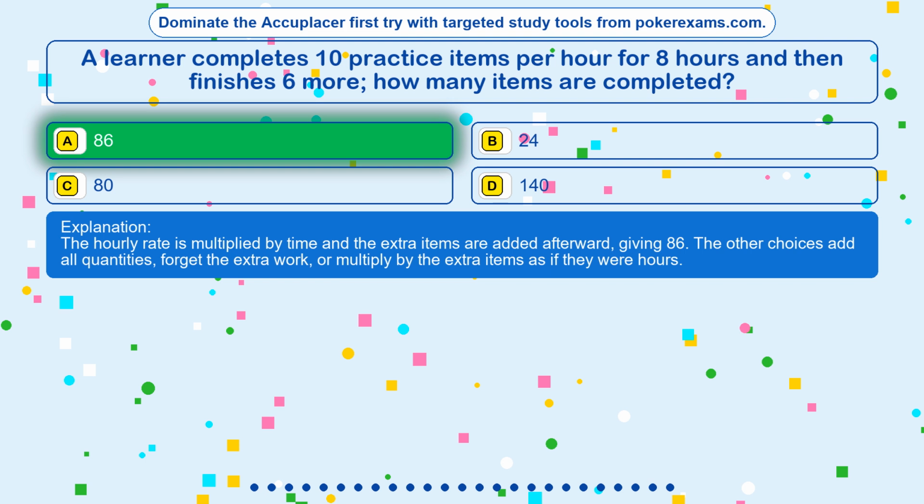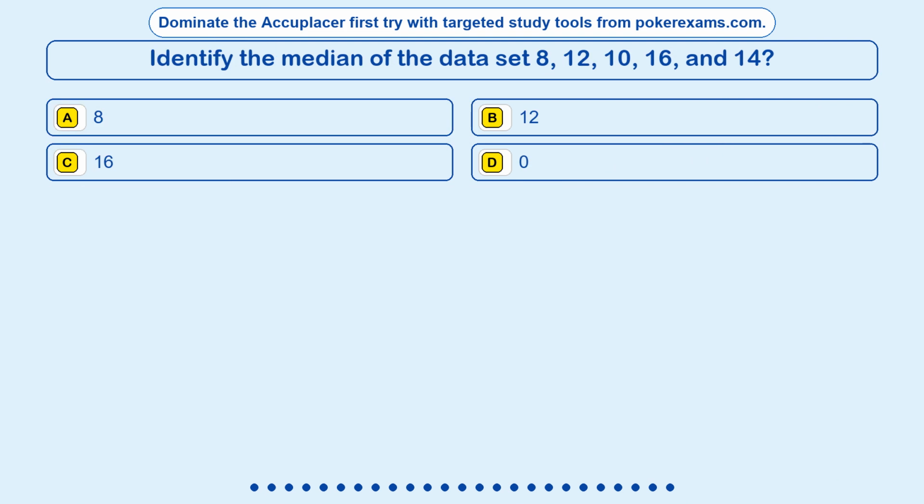Question 9. Identify the median of the data set 8, 12, 10, 16, and 14. Option A, 8. Option B, 12. Option C, 16. Option D, 0.